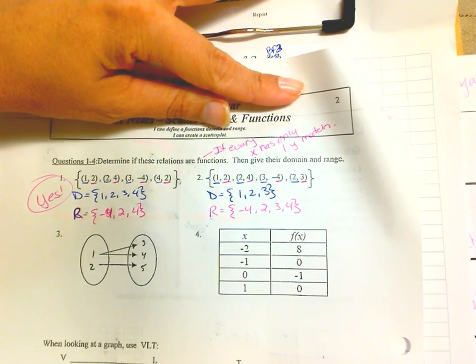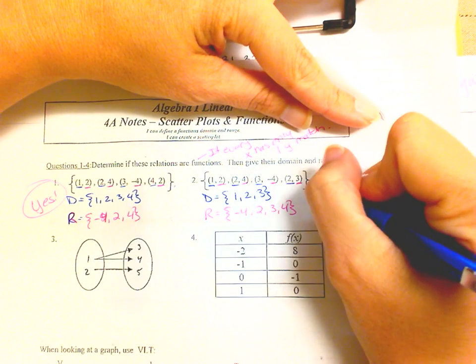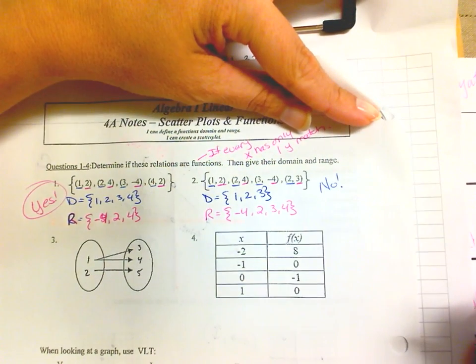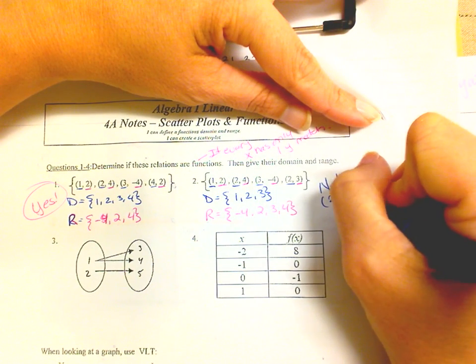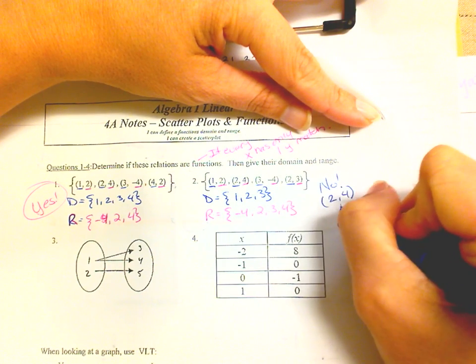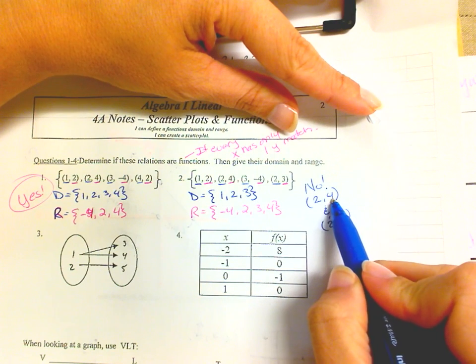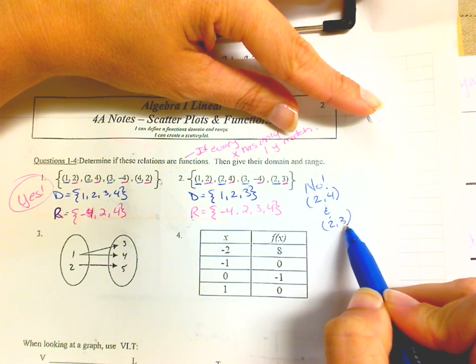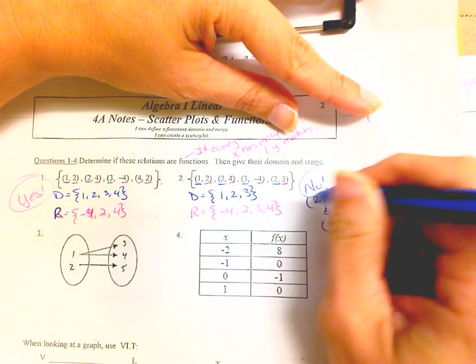To answer your is this a function question, hopefully you realize the answer is no. It is definitely not, because you have the ordered pairs 2, 4 and 2, 3. That's saying if you plug in 2, you get 4. But this one says if you plug in 2, you get 3. So since they both have a 2 here, not a function.